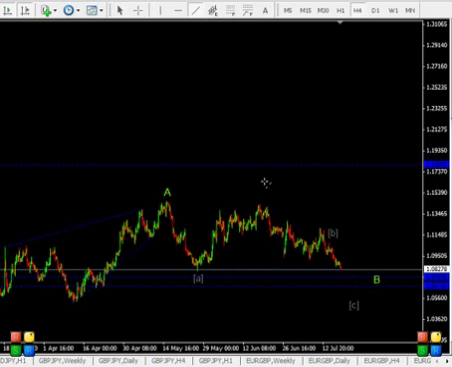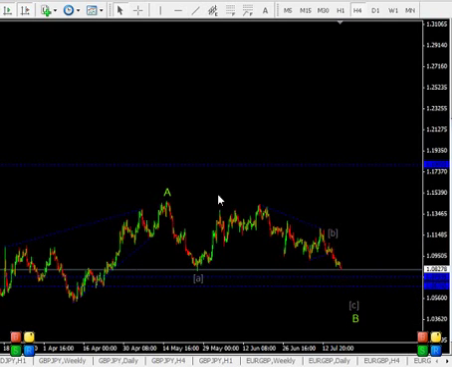So I put these trend lines to delineate our triangle A, B, C, D, E. And also here. So we have A, triangle B, A, B, C, D, E, B. Then now I expect that we are falling in a C wave.